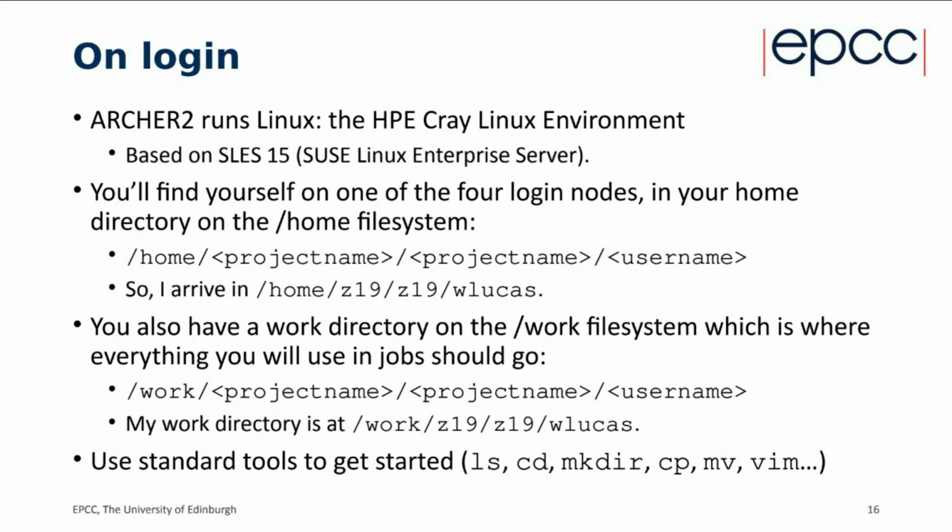You'll have a parallel directory, I'll call it, because it's named almost the exact same thing on the work file system. So everything related to jobs, any executables or libraries or input data or any other files needed during a job, during the real work that you intend to run, should go into your work directory, and you'll find that at /work, then project name, username. So my one is at /work/z19/z19/wlucas. Remember, everything should go in there for real jobs, because the compute nodes can only see this directory.